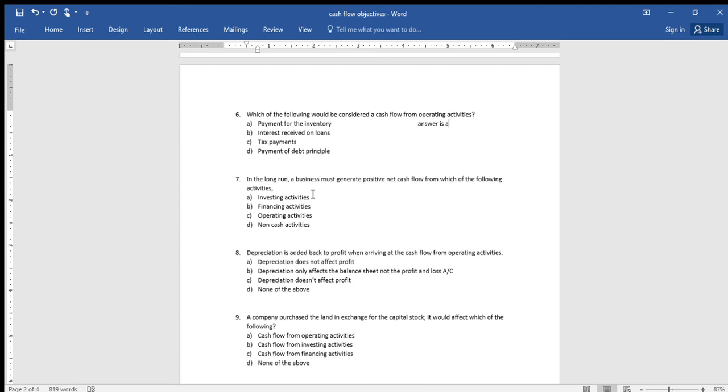In the long run, a business must generate positive net cash flow from which of the following? I think it's financing activities because it's the one that provides the capital of the business. So my answer is B.